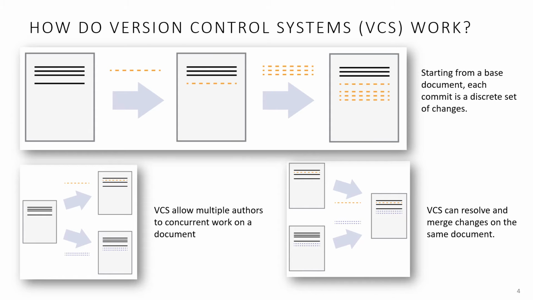Traditional version control systems start with a base document and then record the changes made in discrete steps. Think of it as a tape. If you rewind the tape and start at the base document, then you can play back each change and end up with your latest version.